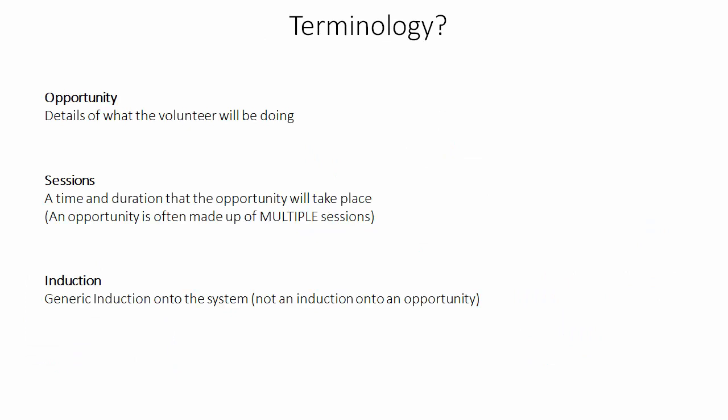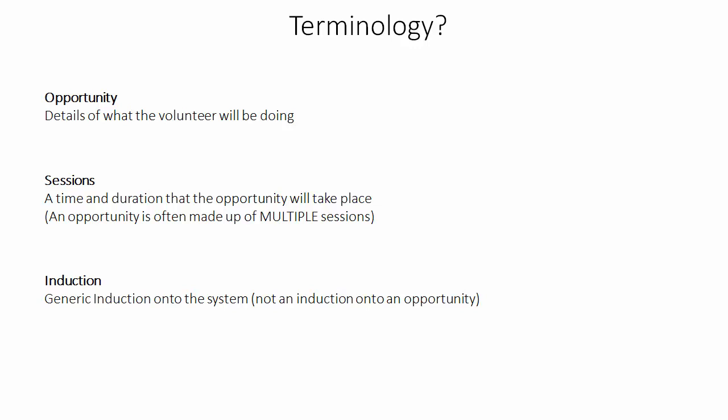We should also go over the terminology that we're using. The main thing is the opportunity. An opportunity is defined as the details of what the volunteer is actually going to be doing, and that may include restrictions as well. Then you've got sessions. Sessions are when and for how long the volunteer is going to be there. An opportunity may have one session, which is just turning up one particular day for a couple of hours, but most opportunities tend to have multiple sessions, like every Thursday at 7 o'clock for 2 hours, for example, and it goes on for 52 weeks. In which case, it would have 52 sessions.